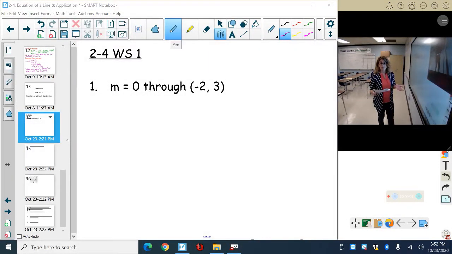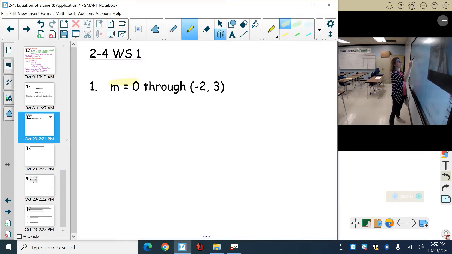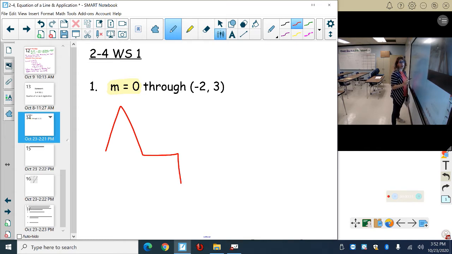Okay, so let's go ahead and start tonight's homework. The directions say for 2-4 worksheet 1, find the equation of the line in slope-intercept form given the following information. I give you a slope of 0 going through the point (-2, 3). Your brain should be immediately drawn to this m equals 0, and you should say, okay, where is that at?